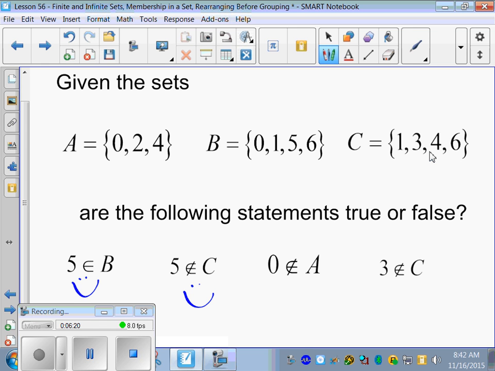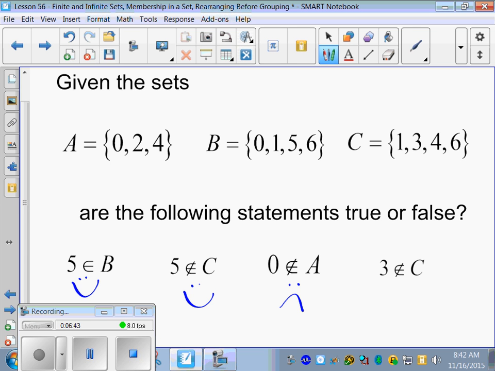Okay, so 0 is not an element of A. Lots of thumbs down, good. 0 is not in the curly brackets for, oh, that's a double negative. That one's confusing. So that is not true because 0 is an element of A. So you got to kind of think about these. 0 is an element of A. So the statement 0 is not an element of A is false.